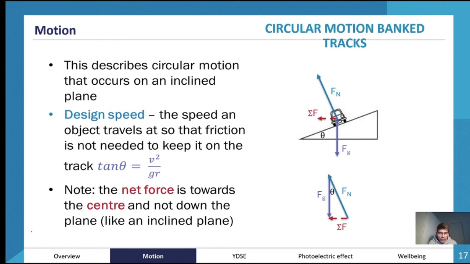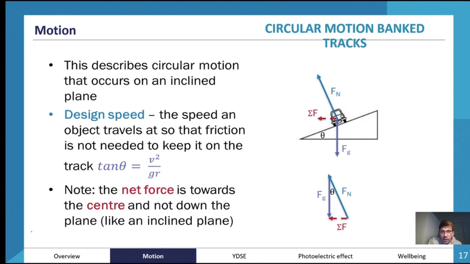Now with circular motion, we also have to look at banked tracks, like a velodrome where cyclists move. That is still circular motion. It's called circular motion in a velodrome or banked track, where the centripetal force is supplied not by the friction force anymore, but completely by the normal force.